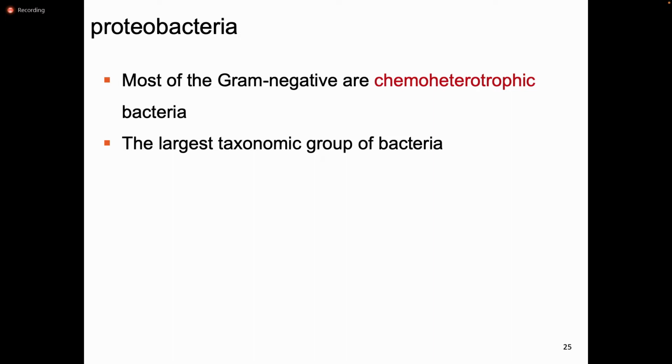So chemoautotrophic means that they take in CO2, they take in hydrogen, or take in sunlight, and then they can synthesize all the organic material for themselves. This is called chemoautotrophic. And in proteobacteria, most of them are chemoheterotrophic. That means they must take in chemicals, such as sugars, amino acids, lipids, or those kinds of things. So this is the largest taxonomic group.